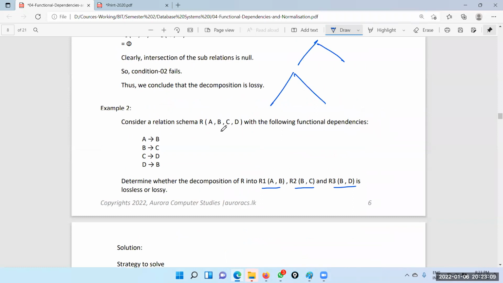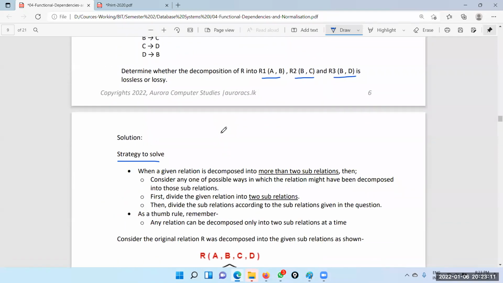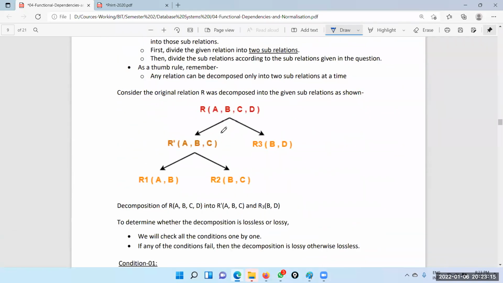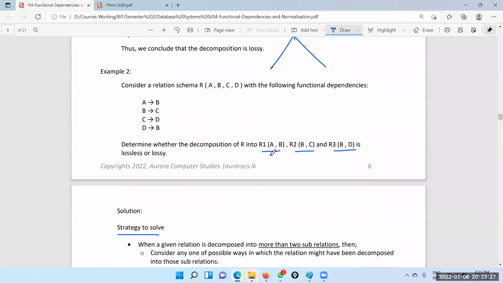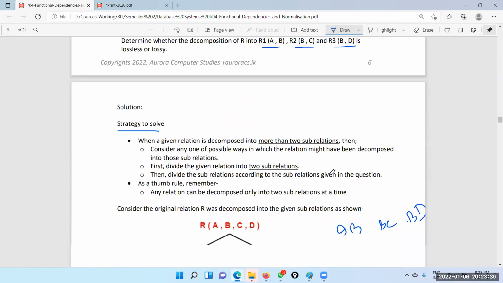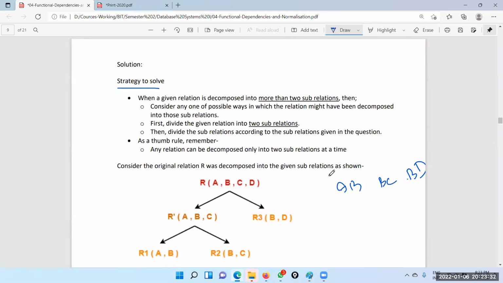Right, now we have A, B, C, D. And the result has AB, BC, and BD. First look at the 3 relations, okay? These are relations: AB, BC, BD. Now see which ones have common things. Now these 2 have a common field called B.